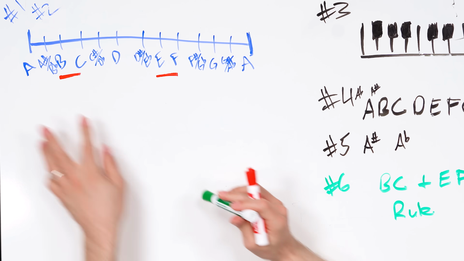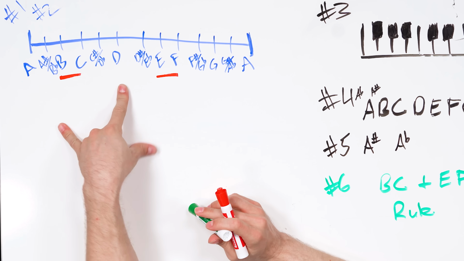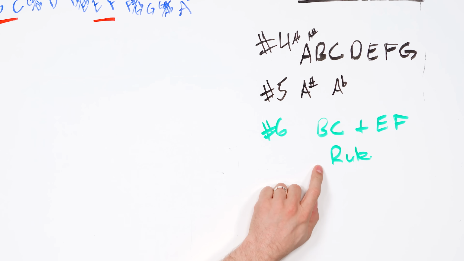Every other 2 natural notes, like A and B, C and D, have a whole step between them, and this is where the B, C, and E, F rule comes in. The B, C, and E, F rule states that any 2 adjacent natural notes in the musical alphabet have a whole step in between them, except for B and C and E and F. Let me say that again for you because I know it's a mouthful. Any 2 adjacent natural notes in the natural musical alphabet have a whole step between them, except for B and C and E and F.